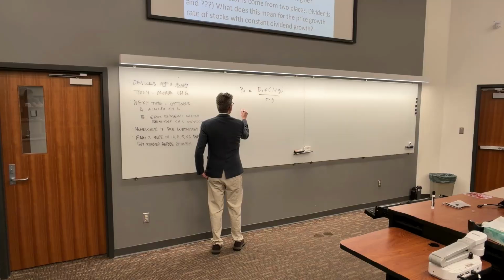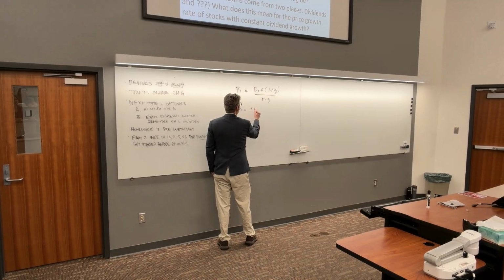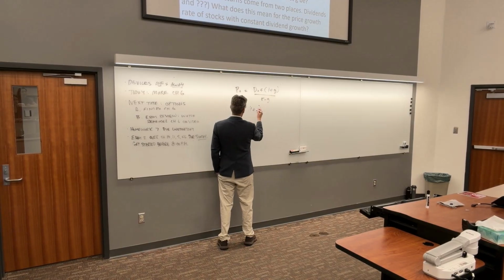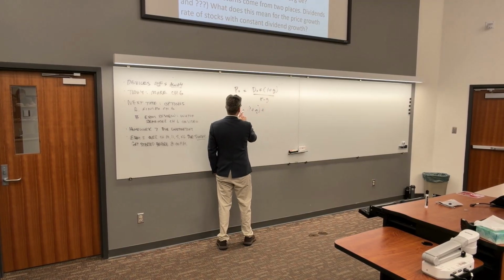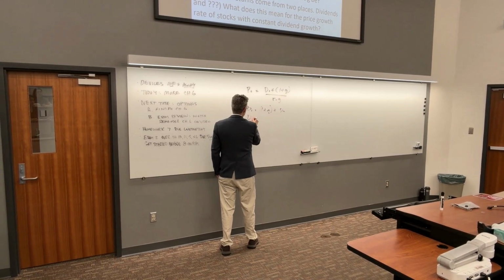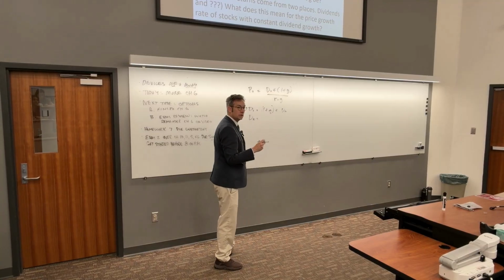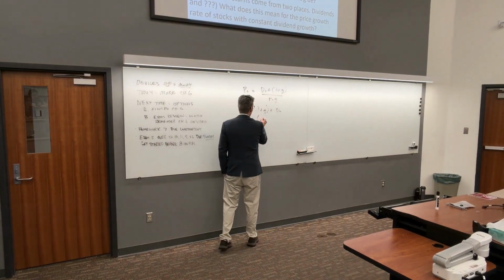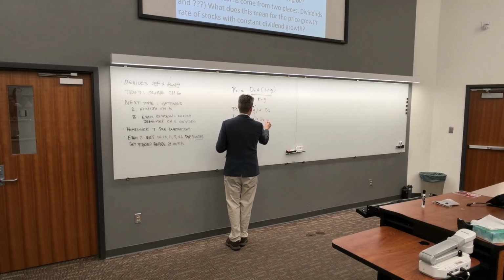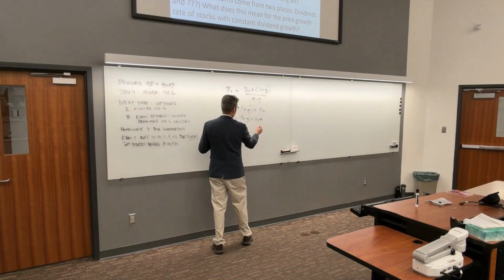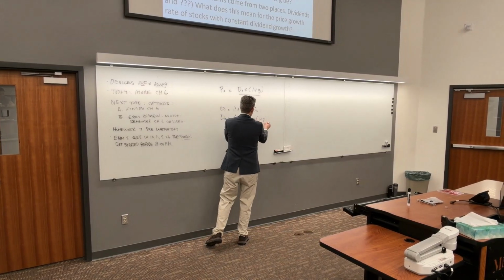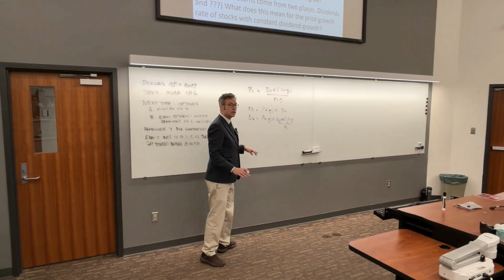So we already said that D1 is equal to 1 plus G times D0. What would we have for D2? It would be 1 plus G times D0 times another 1 plus G. Because this is just D1. You see how that works?